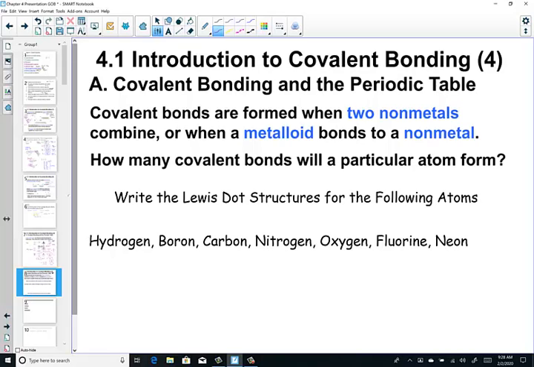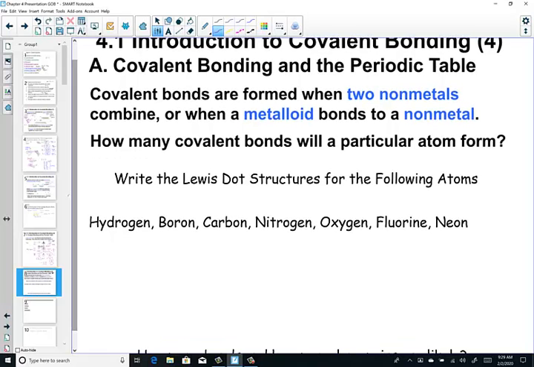So we're introducing covalent bonding, and as it's related to the periodic table. We know that they're formed when two nonmetals combine, or when a metalloid and a nonmetal combine. So thinking about nonmetal to nonmetal, we really don't have too many elements on the nonmetal side of our border. So we're just looking at how they combine to form molecules. It begins with investigating how many bonds each atom would like to have. So let's write these out together. What we're going to do is investigate how many bonds it would need to satisfy its octet.